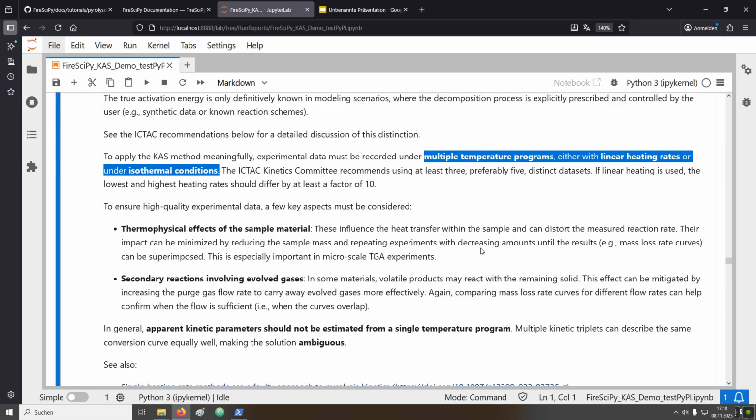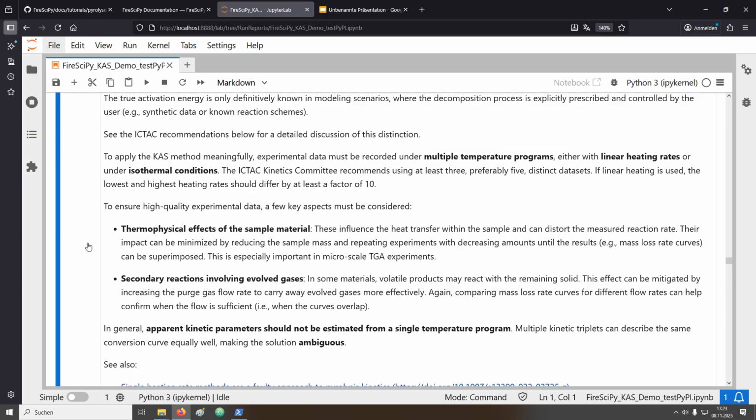For linear heating rates, the lowest and the highest heating rate should be about a factor of 10 apart. For example, 5 Kelvin per minute for the lowest and 50 Kelvin per minute for the highest heating rate. Remember that we want to use the TGA to determine the decomposition behavior, or specifically the pyrolysis reaction. This requires that the impact of energy and mass transfer processes is as low as possible.